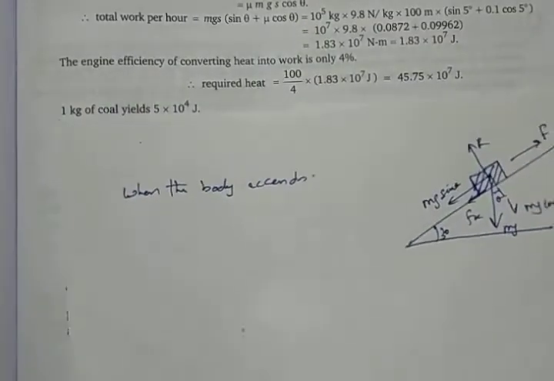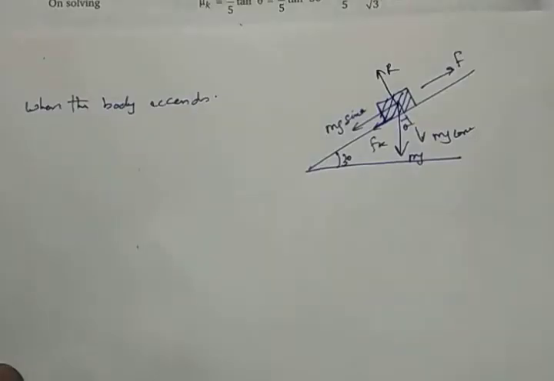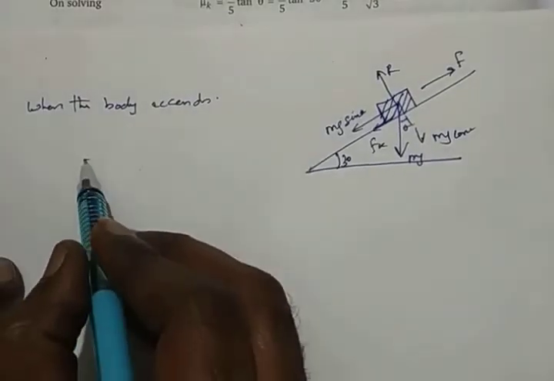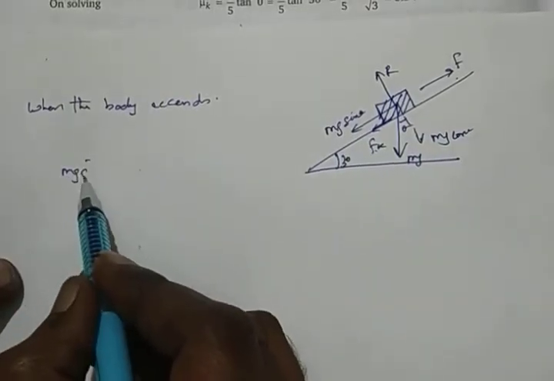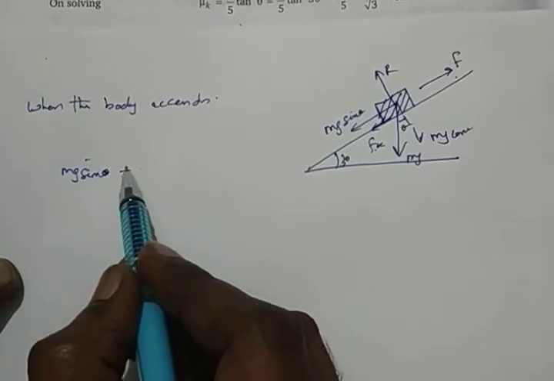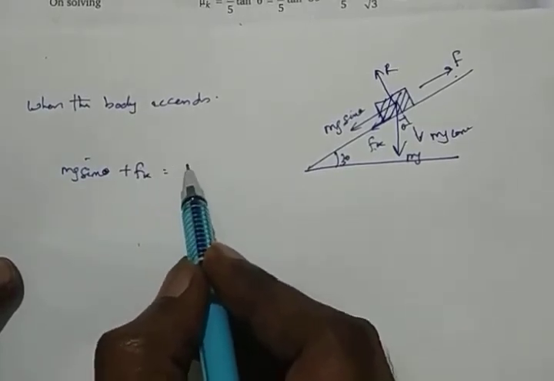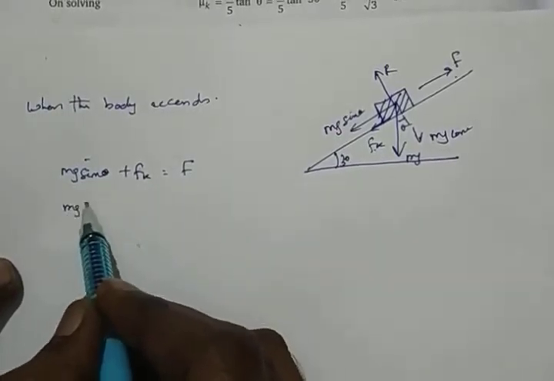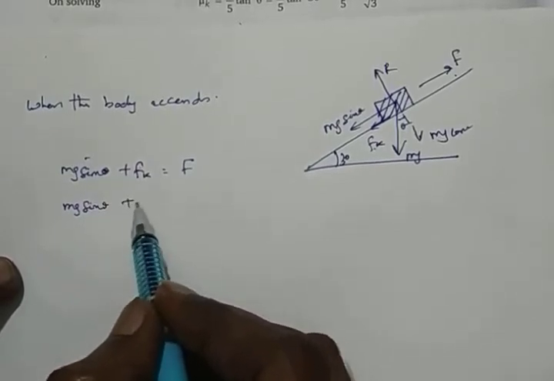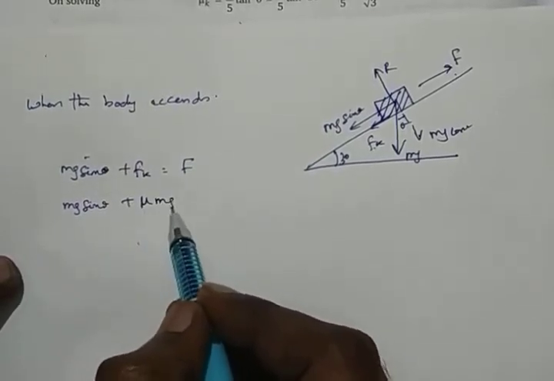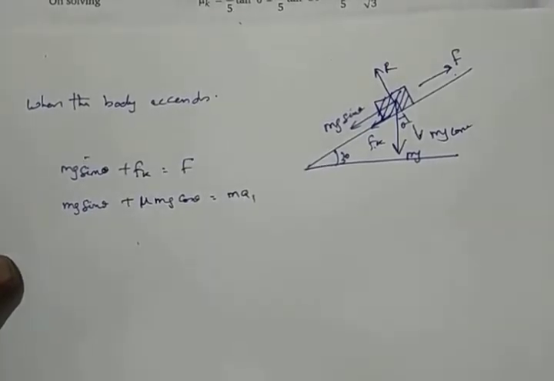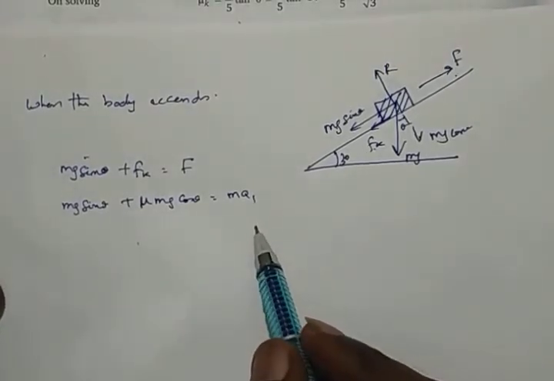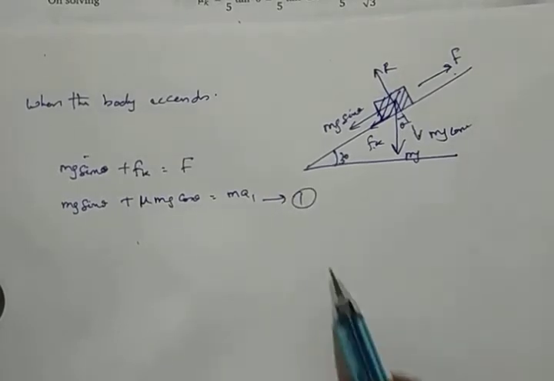When the body is ascending, what will happen? So it means this F is going to be equal to these two things: mg sine theta plus Fk. F is mg sine theta plus mu mg cos theta is equal to m into a1. So we'll take it as acceleration 1. This is the very first equation. You can keep it as equation number 1.